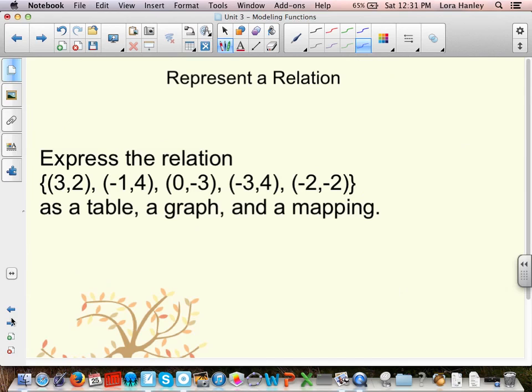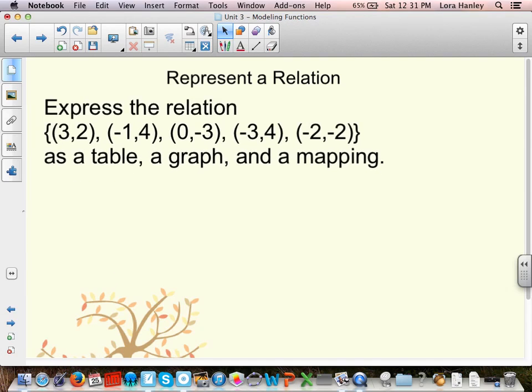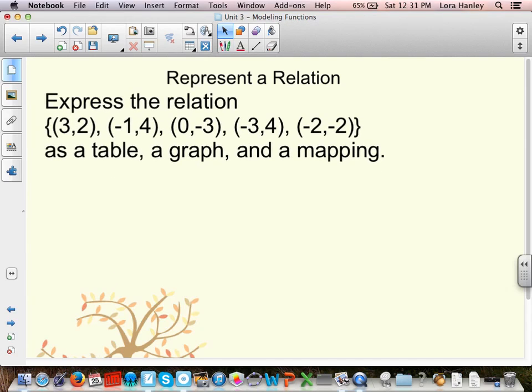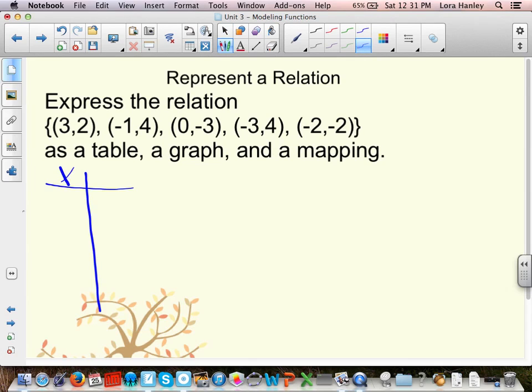Let's do one practice here. Express this relation as a table, a mapping, and a graph. First, as a table, I make a chart, a T-chart. The left side are my x values, the right side are my y values. So I'm going to go through and list all of my x values. We have 3, -1, 0, -3, and -2.